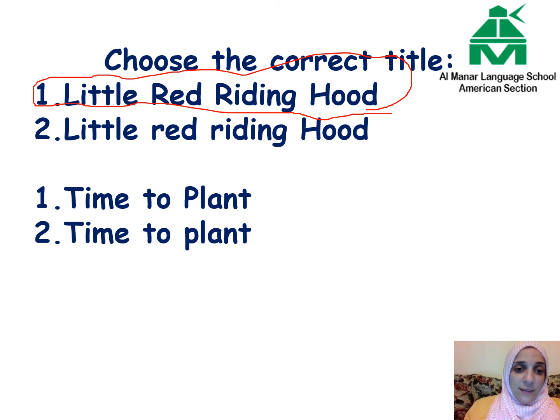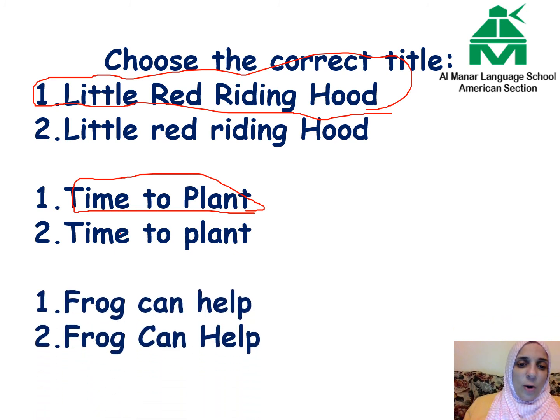Time to Plant. Do you remember our story? It wasn't a story, actually, it was a play. Time to Plant. The T here is capital and the P here is capital. The T here is capital, the P here is not capital. So which one is right? The first one. Yes.